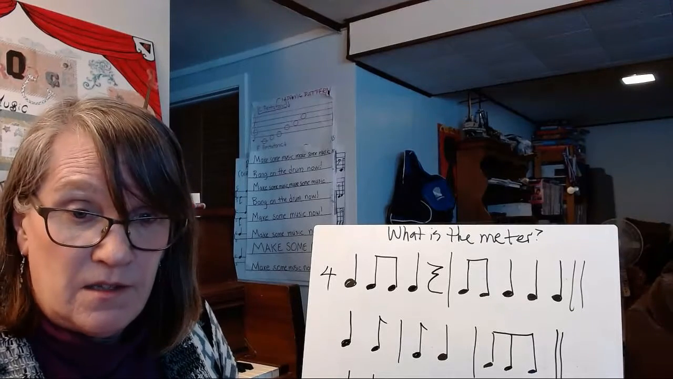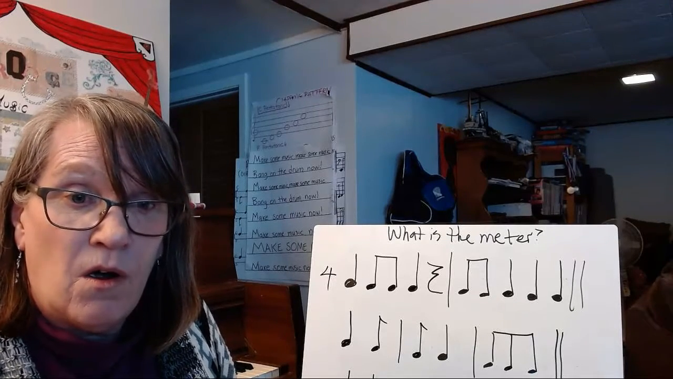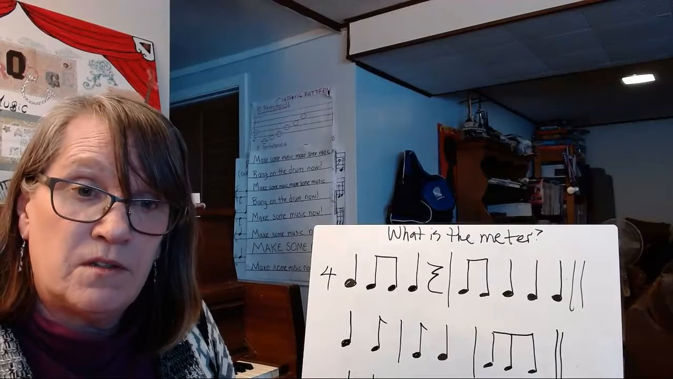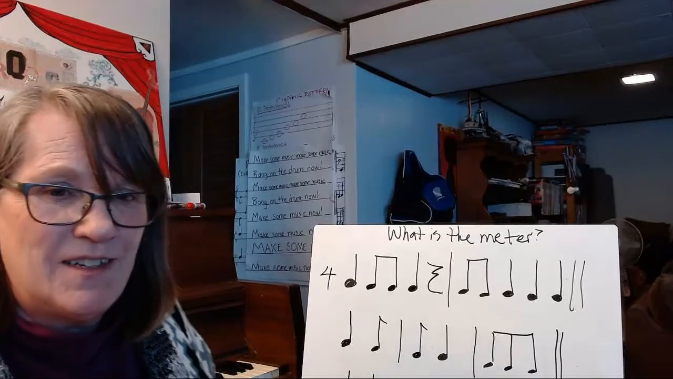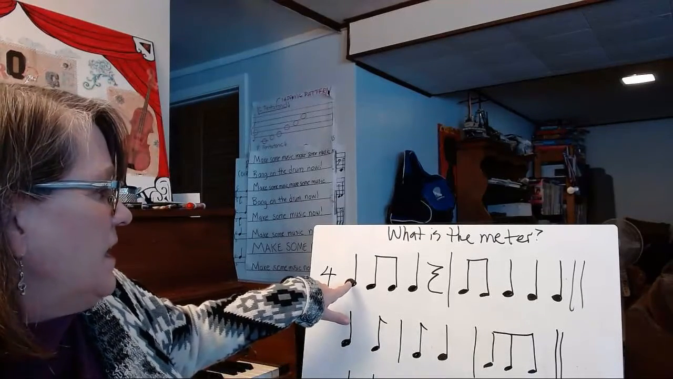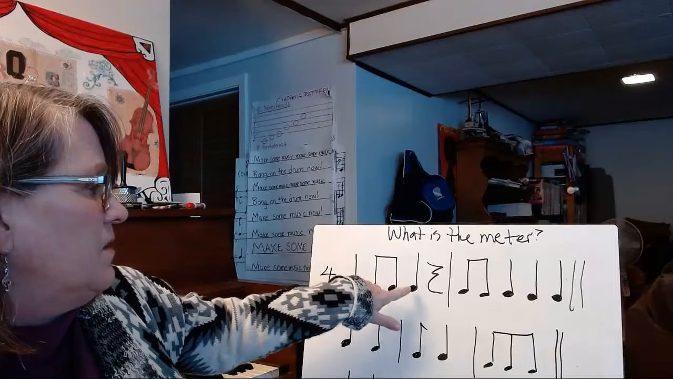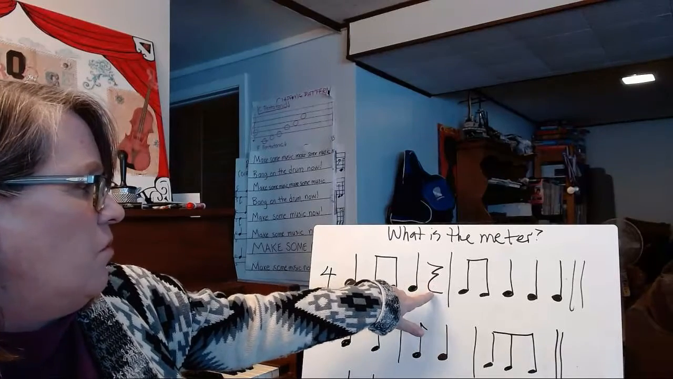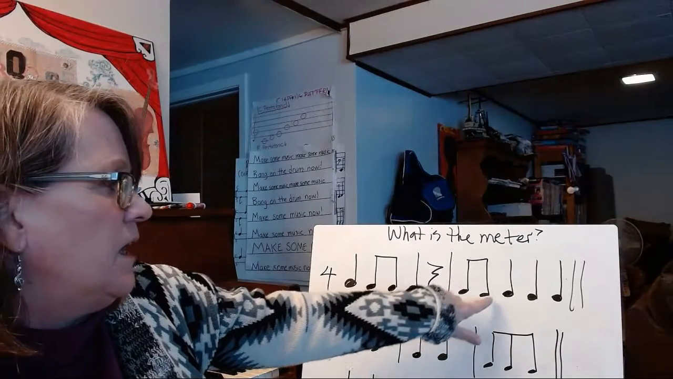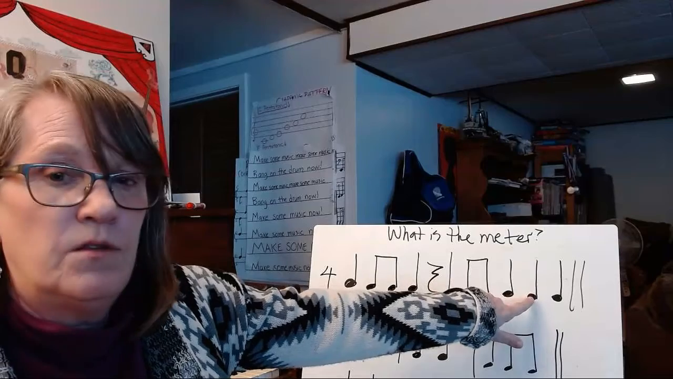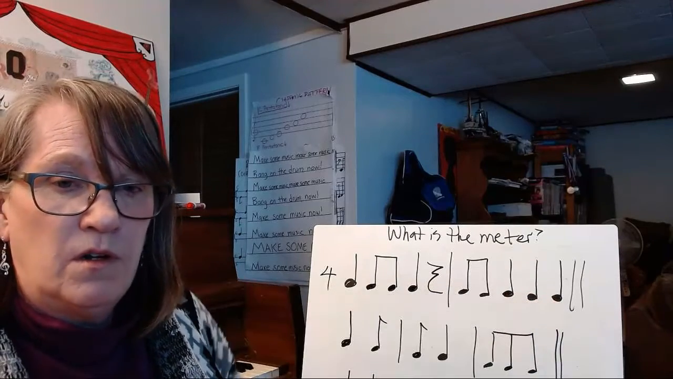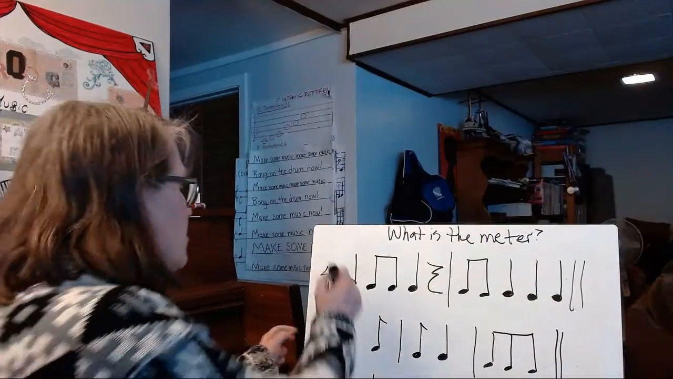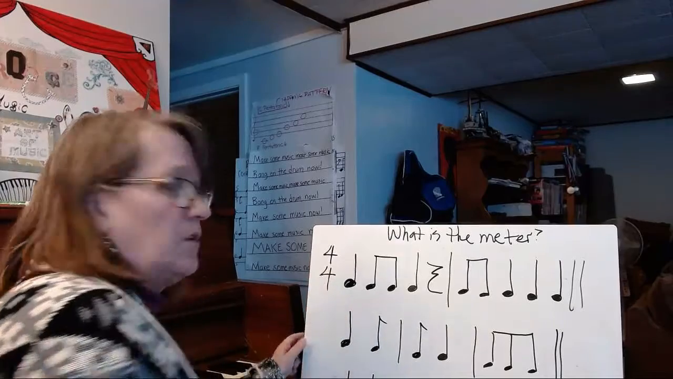Then the last thing to do is just to count how many there are in each measure, and they should be the same. They will be the same on the test. So 1 and 2 and 3 and 4 and 1 and 2 and 3 and 4. So there are 4 beats in each measure. So this will be 4/4.